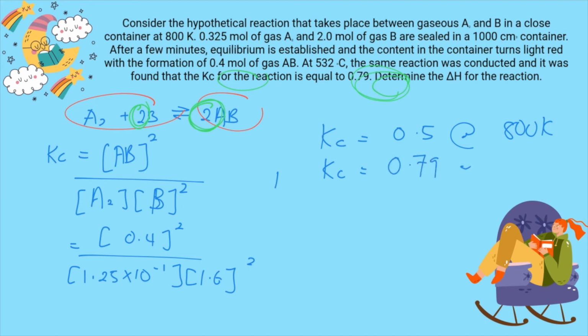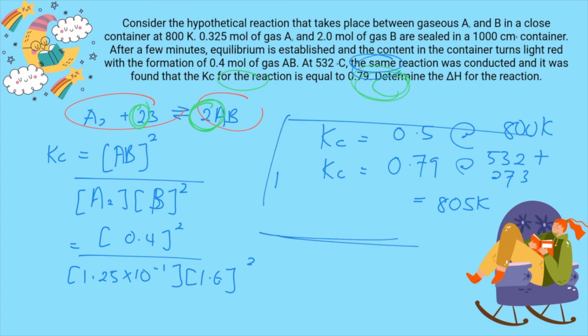This one was conducted at 532 degrees Celsius. You need to change to Kelvin, plus 273, so basically it is at 805 Kelvin. So by using these two values you can actually find your delta H.